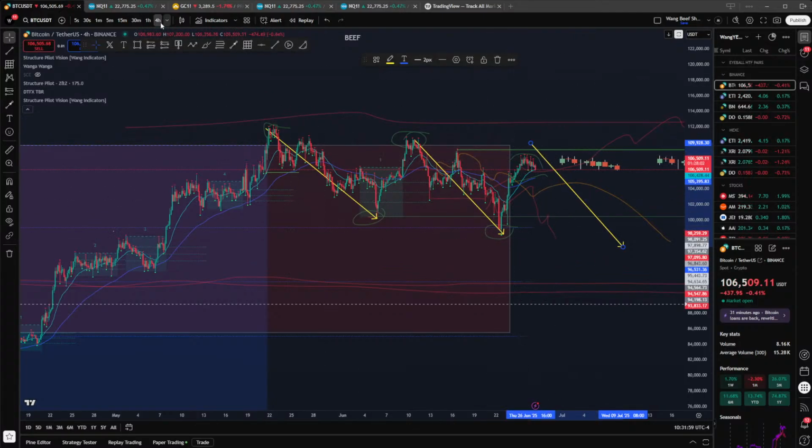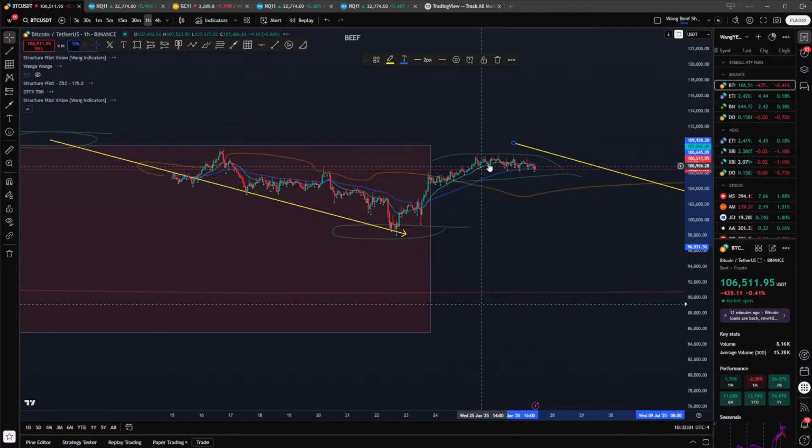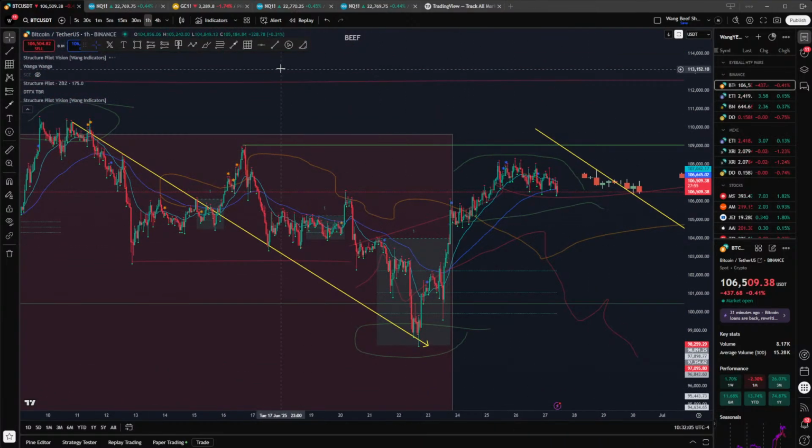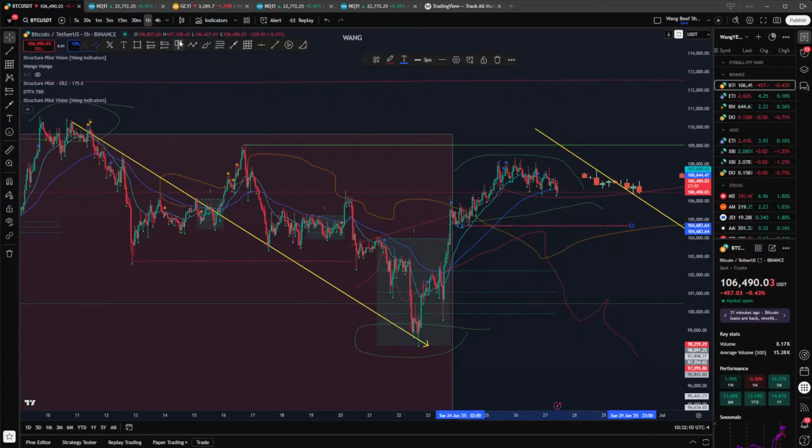But the current price action that I see in here, this looks like price is looking for some weakness below. Could be this, could be that.